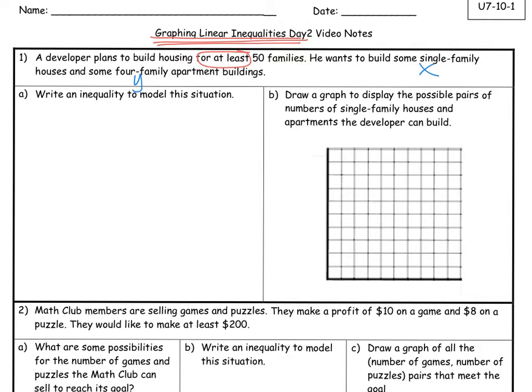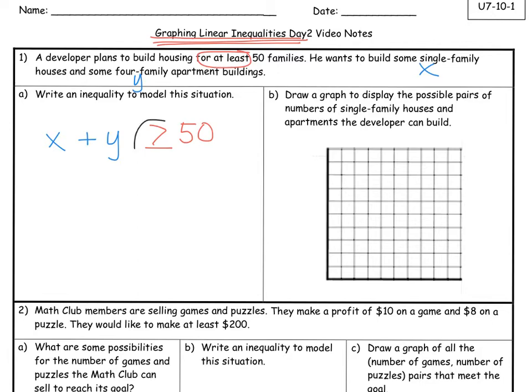So if he needs at least 50 families, that means he can have 50, but he can also have more than 50. So our inequality symbol is going to be greater than or equal to 50. He wants to build some single-family homes, that's our X. And he wants to build some 4-family homes, that's our Y. So our inequality is X plus Y is greater than or equal to 50.